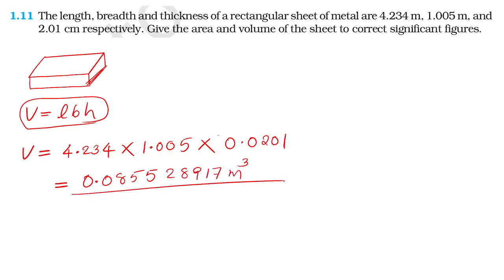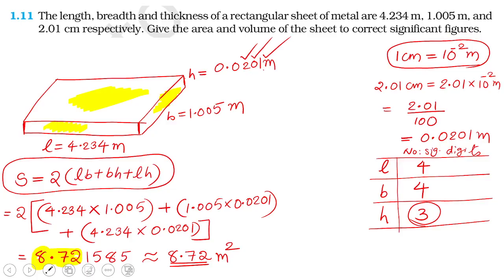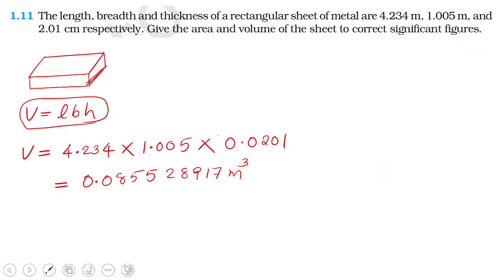Okay, but do we need this much accuracy? No, we don't need this much accuracy. So rounding off should be done. We have to use the rule of correct significant figures, and do the approximation according to this rule. I told you that among the given data for L, B, H, 3 is the minimum number of significant figures. So I want only 3 significant figures in the final answer.